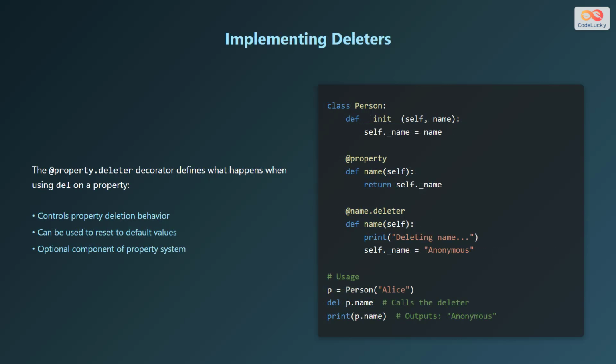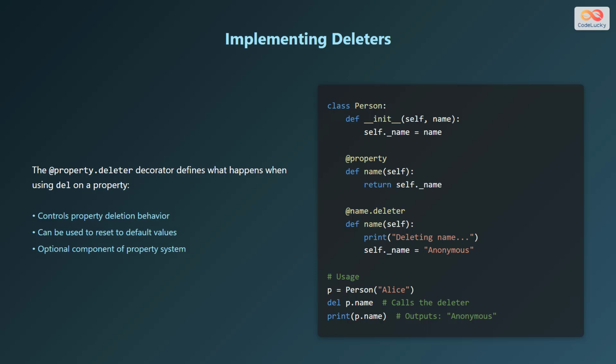The @property.deleter decorator defines what happens when using the del keyword on a property. It controls property deletion behavior and can be used to reset values to default. It is an optional component of the property system.